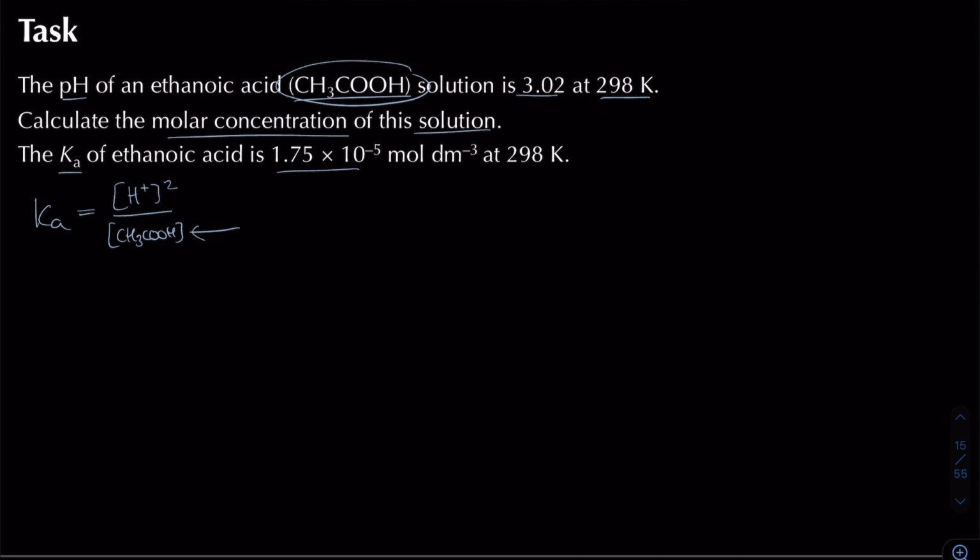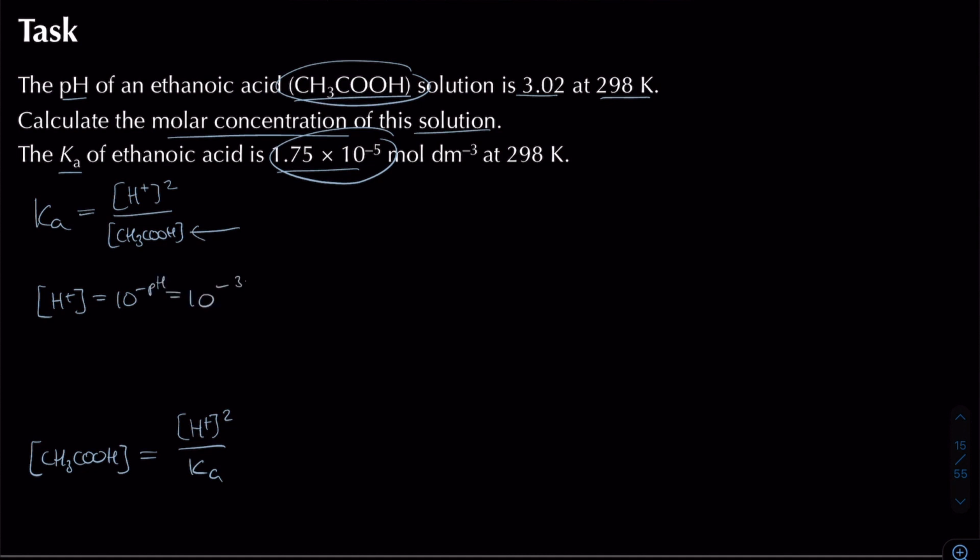Now I need to find the actual value over here for the ethanoic acid itself. How do I actually do that? Well, I need to rearrange this, so I get the following equation over here. I'm going to write it down below, which is CH3COOH. The concentration of ethanoic acid is going to be equal to the concentration of H plus squared, divided by the Ka value itself. I've got a value for Ka that's given over here. I don't have a value for H plus, but I can actually calculate that, where I can find the concentration of H plus, which is going to be equal to 10 to the minus pH, which is equal to 10 to the minus 3.02.